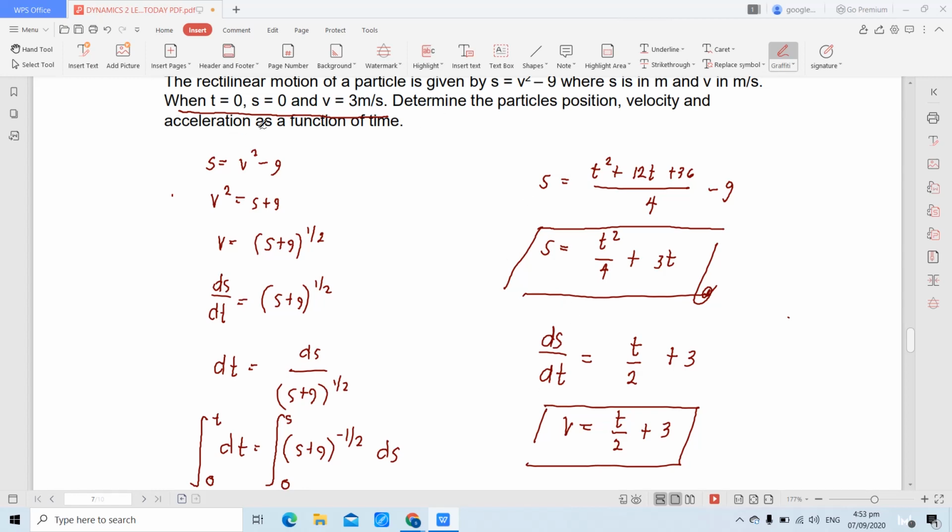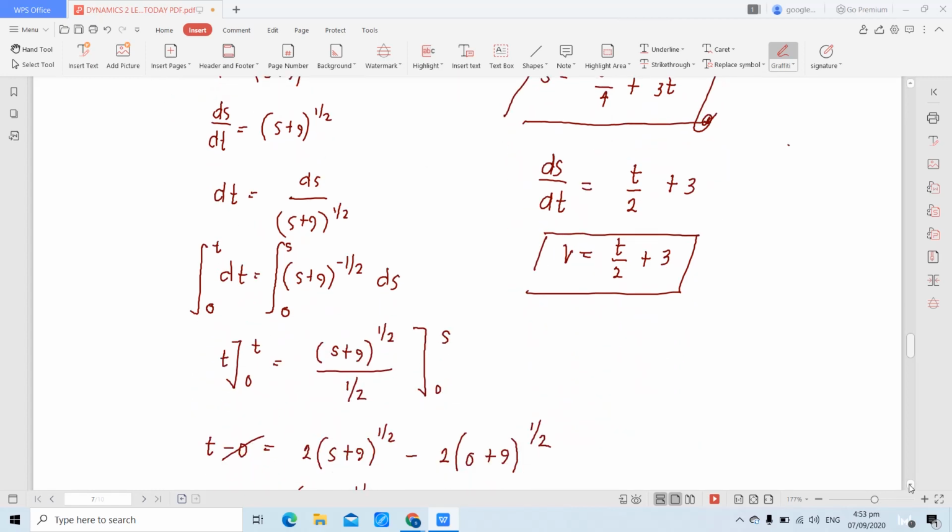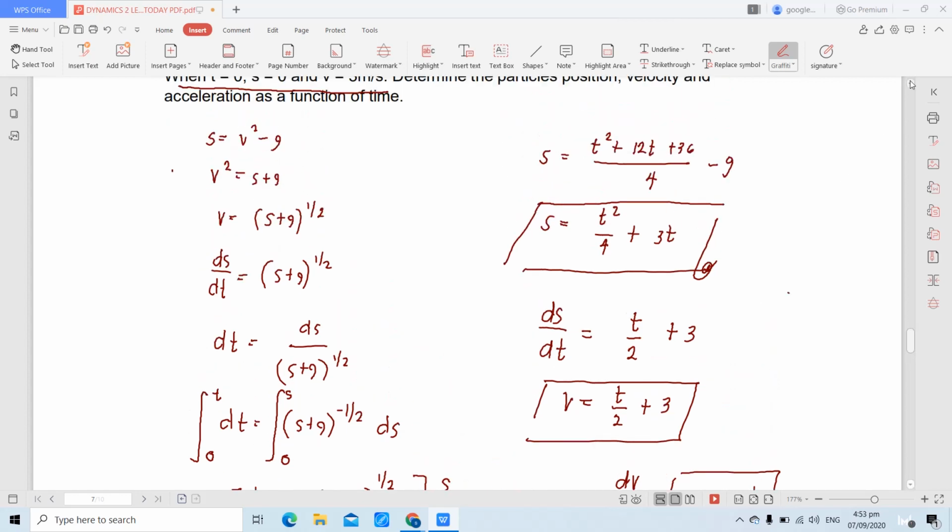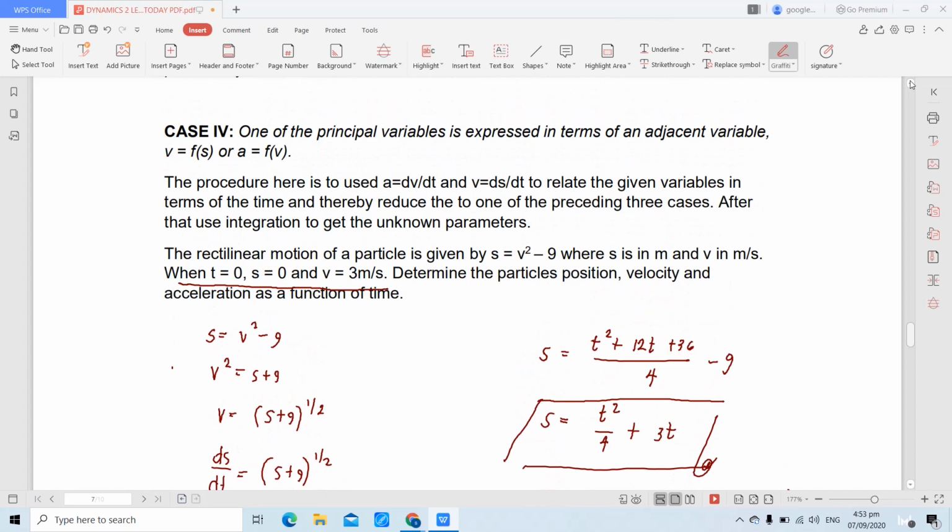Pangatlo, what is the acceleration as a function of time? Since meron tayong velocity as a function of time, anong gagawin natin ulit? I-derive lang natin yung velocity. So, that is derivative of velocity with respect to time, that is acceleration. Anong derivative ng t over 2? That is 1/2. Derivative ng 3 is 0, therefore, acceleration is equivalent to 1/2. Mapapansin nyo may value, walang variable ni t. Ibig sabihin, itong problem na to is a constant acceleration motion. No, dahil yung ating A equation ay walang variable ni t. Gets po?